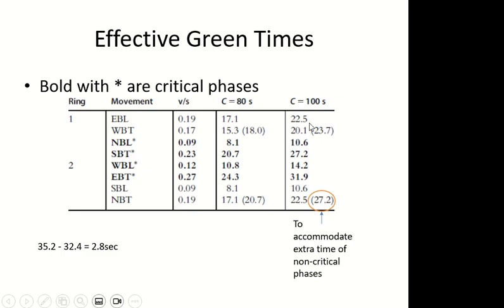Same thing here. You do the summation of this and the summation of this. This one will be higher. How much was it higher? This much, 3.6 seconds higher. So I will add this 3.6 seconds to one of these two movements. Which one? Normally you prefer the through movement, the straight movement.